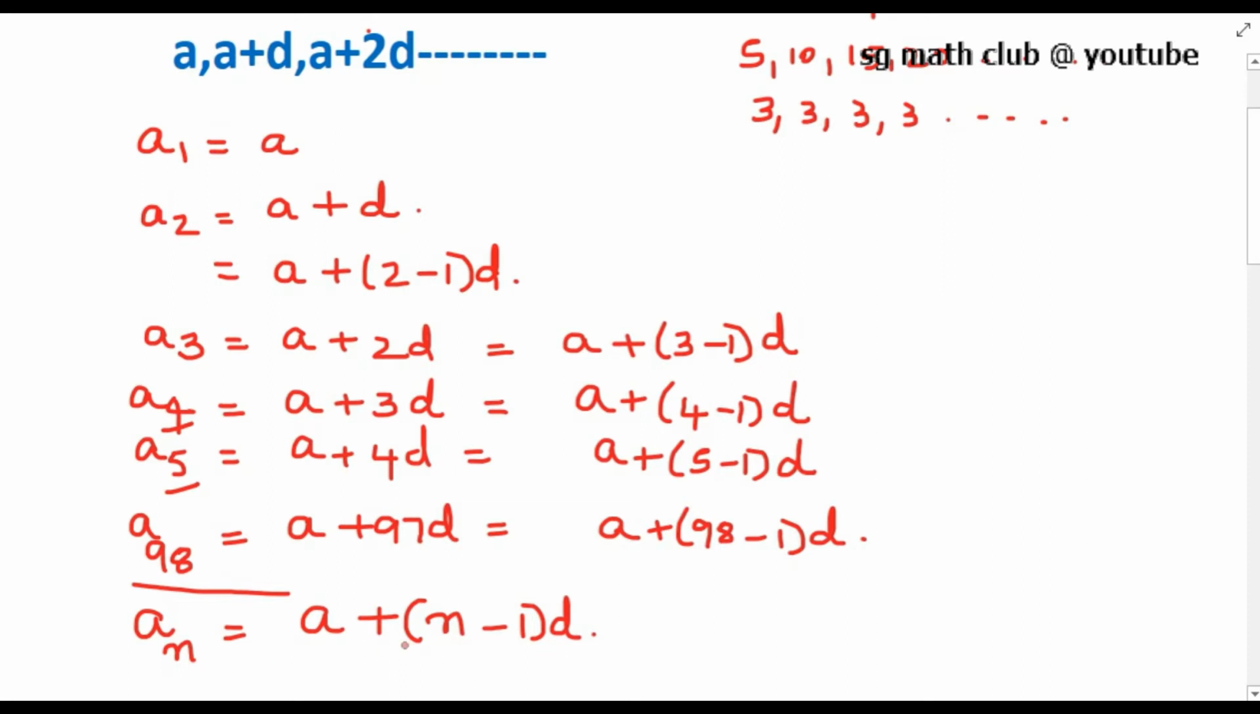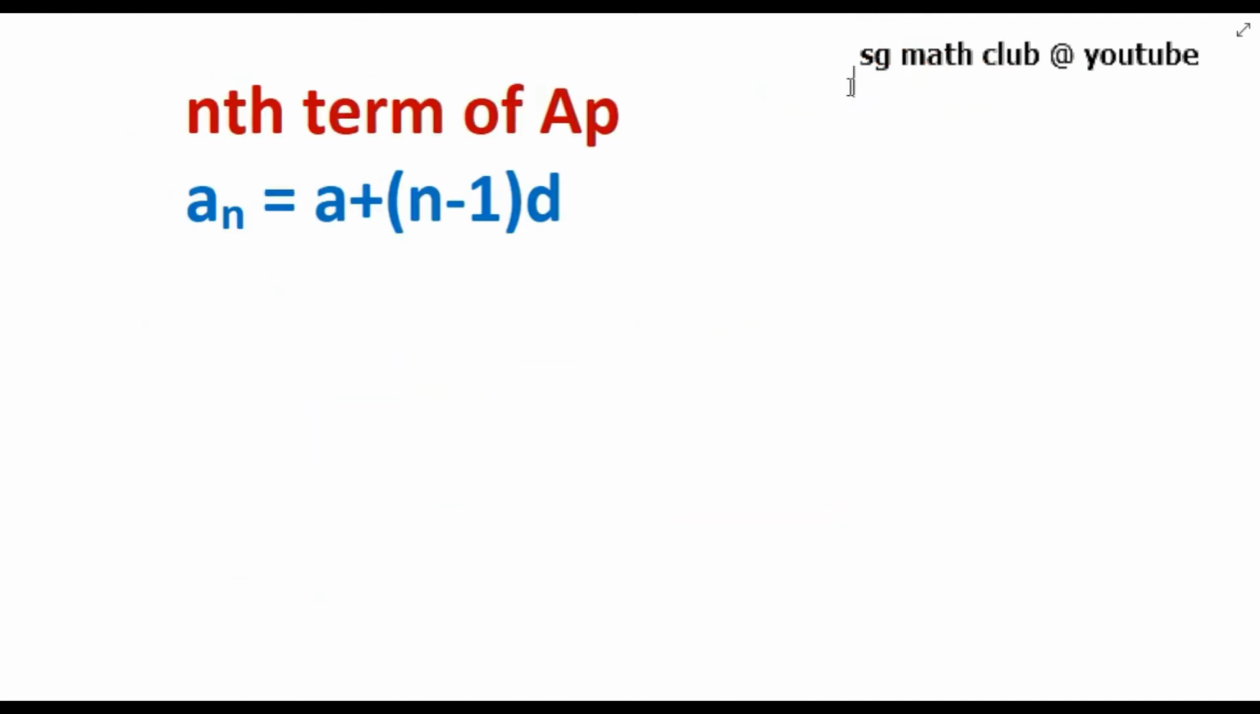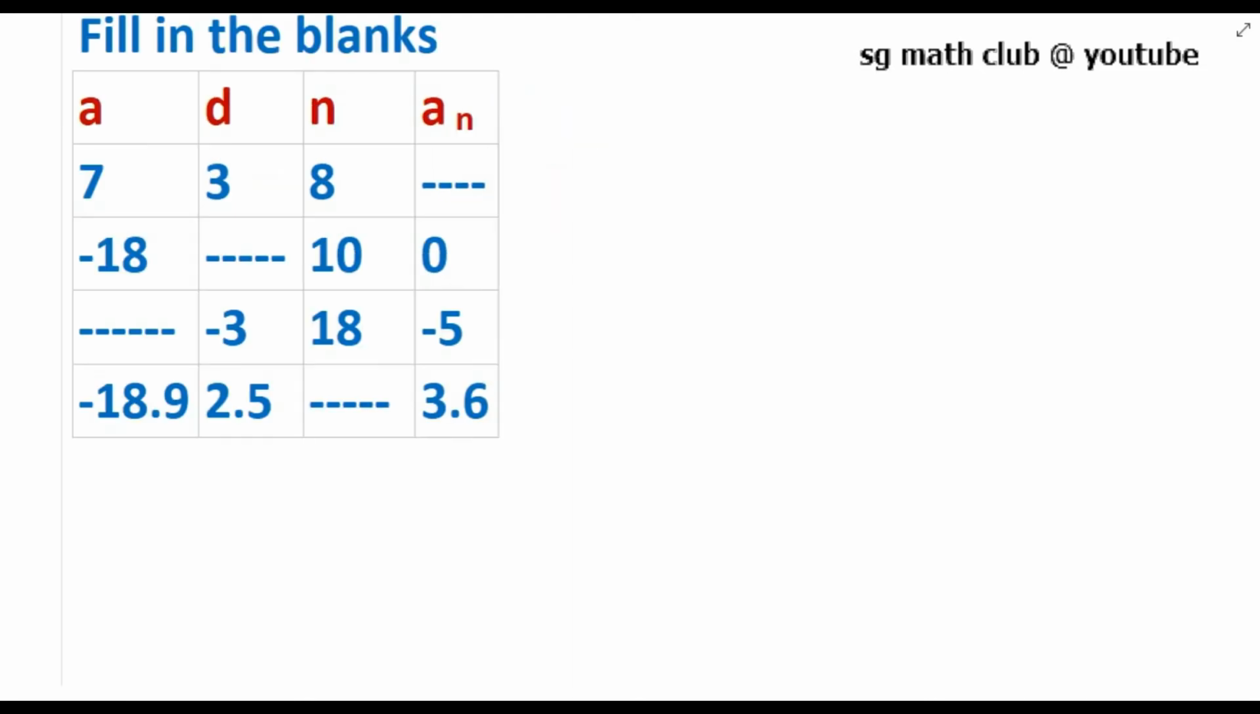n means how many terms are there, the number of terms. Here 3 means third term, 4 means fourth term. Same way a_n means nth term. So a_n equal to a plus (n minus 1) into d. So the nth term of an AP is given by the formula a_n equal to a plus (n minus 1) into d, where a is the first term and d is the common difference. So using this formula, we will do some of the problems.